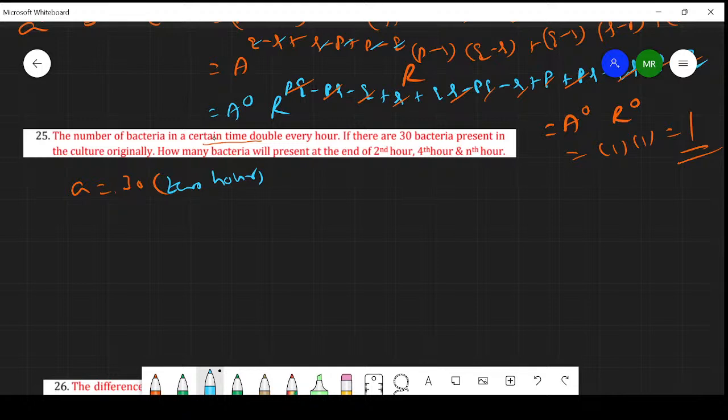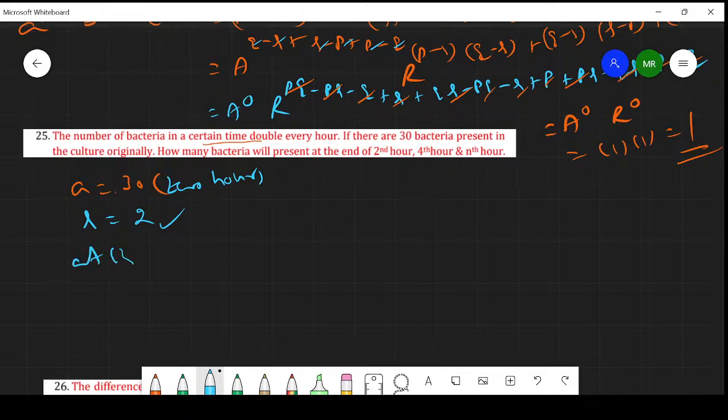They're telling here that it doubles every hour. Double every hour means the common ratio. It will be twice for every hour. R is equal to 2. They're asking at the end of second hour.